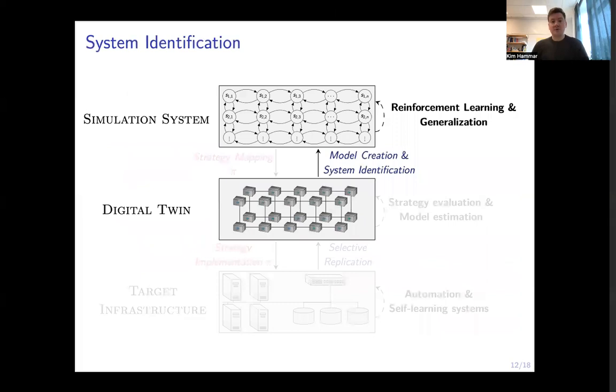So that concludes the first part of this presentation on how we create the digital twin from the target infrastructure. The next part of the presentation will be about how this digital twin now enables a lot of interesting optimization and analysis that we can use. In particular, we will see how we can use the data from the digital twin to identify system models, formal models, that we can optimize to obtain very effective defender strategies.